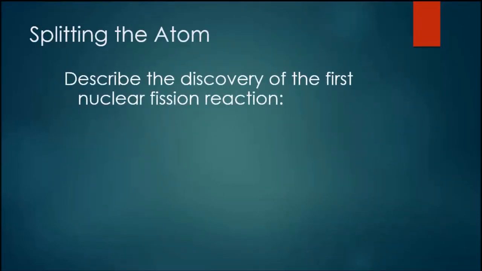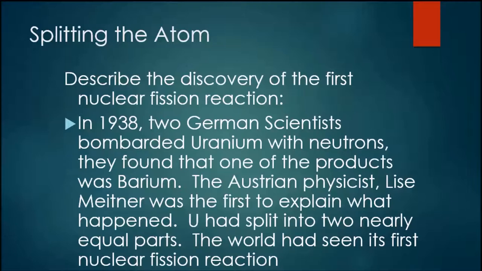Describe the discovery of the first nuclear reaction. Two German scientists bombarded uranium with neutrons. They found that one of the products was barium. The Austrian physicist Lise Meitner was the first to explain what had happened. Uranium had split into two nearly equal parts. The world had seen its first nuclear fission reaction.